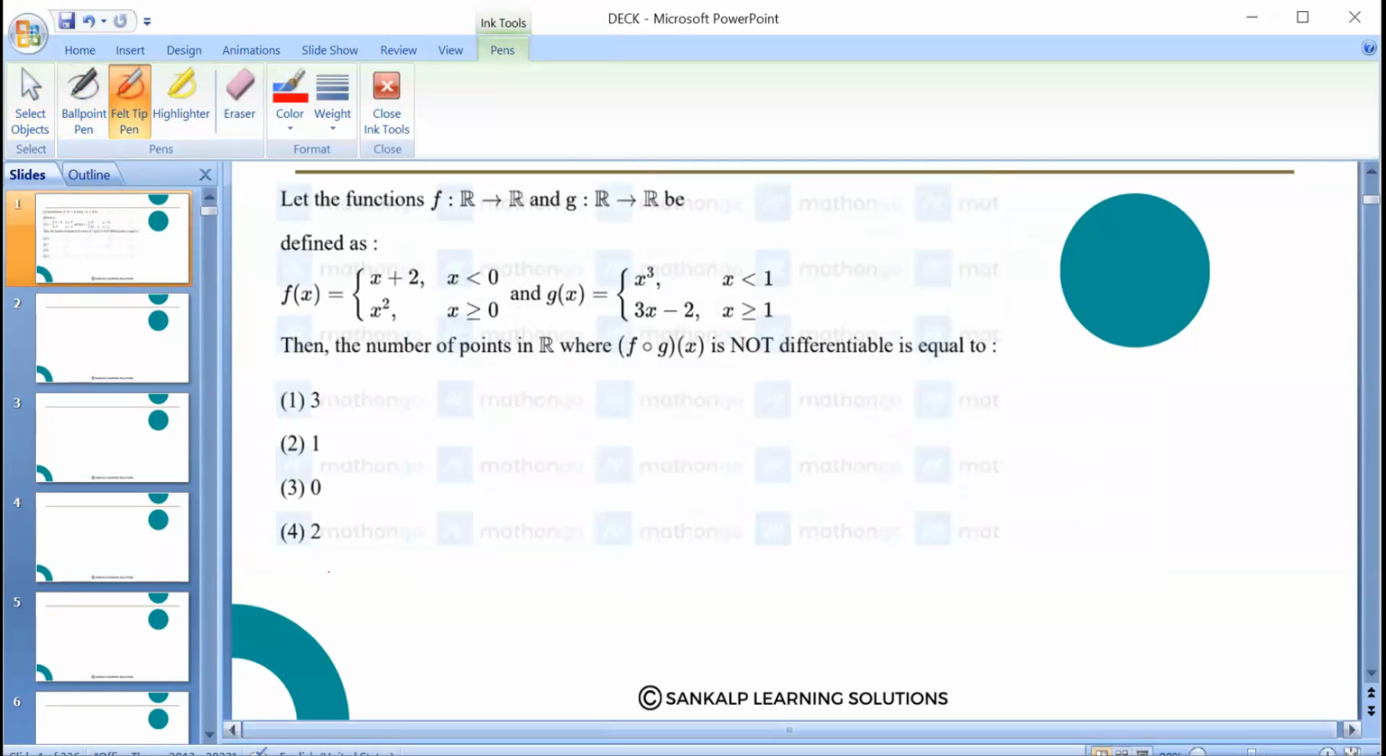Let the functions f and g be defined as piecewise functions. The number of points in the real number set where f circle g of x is not differentiable, that is what you have to see. So first we will find the piecewise function f of g of x.